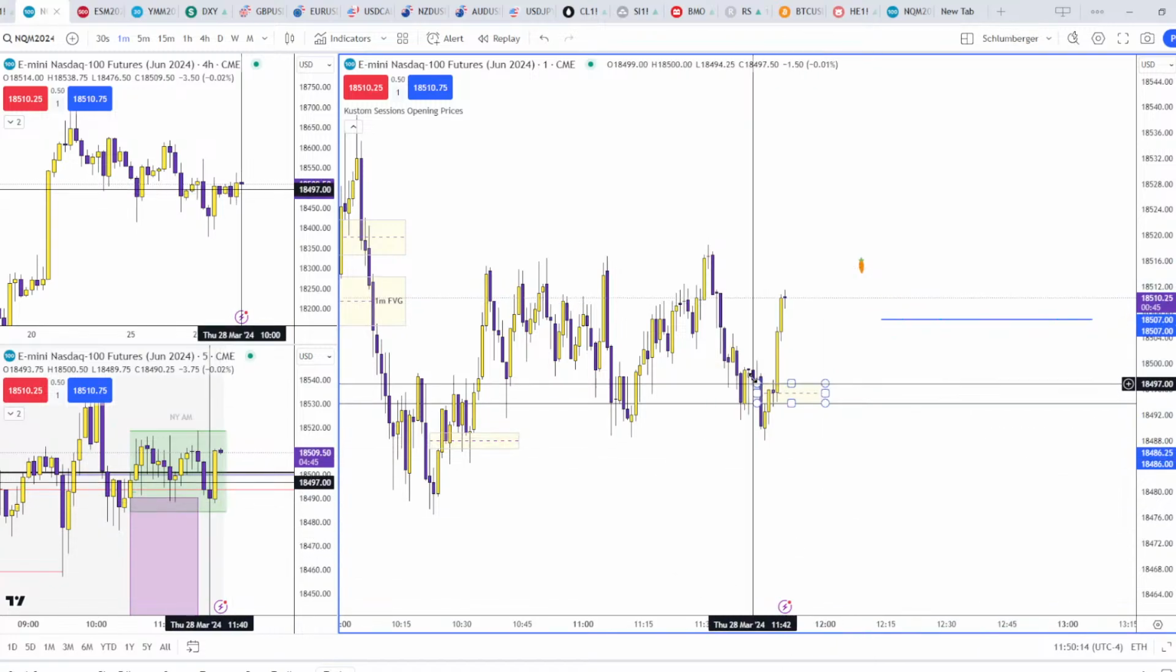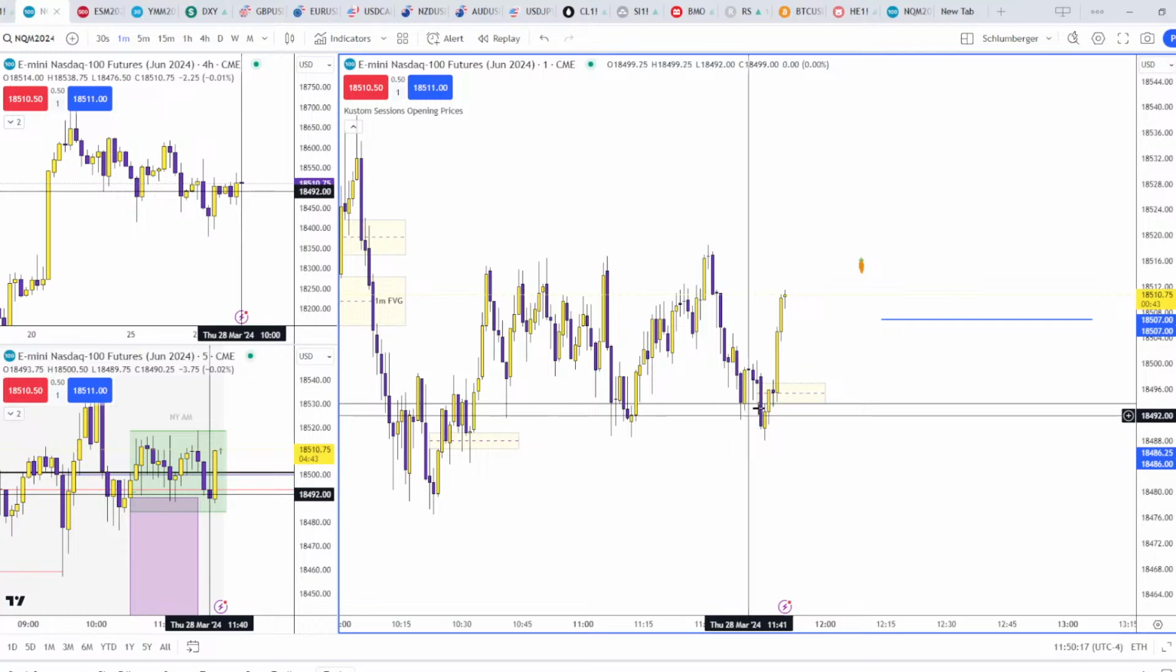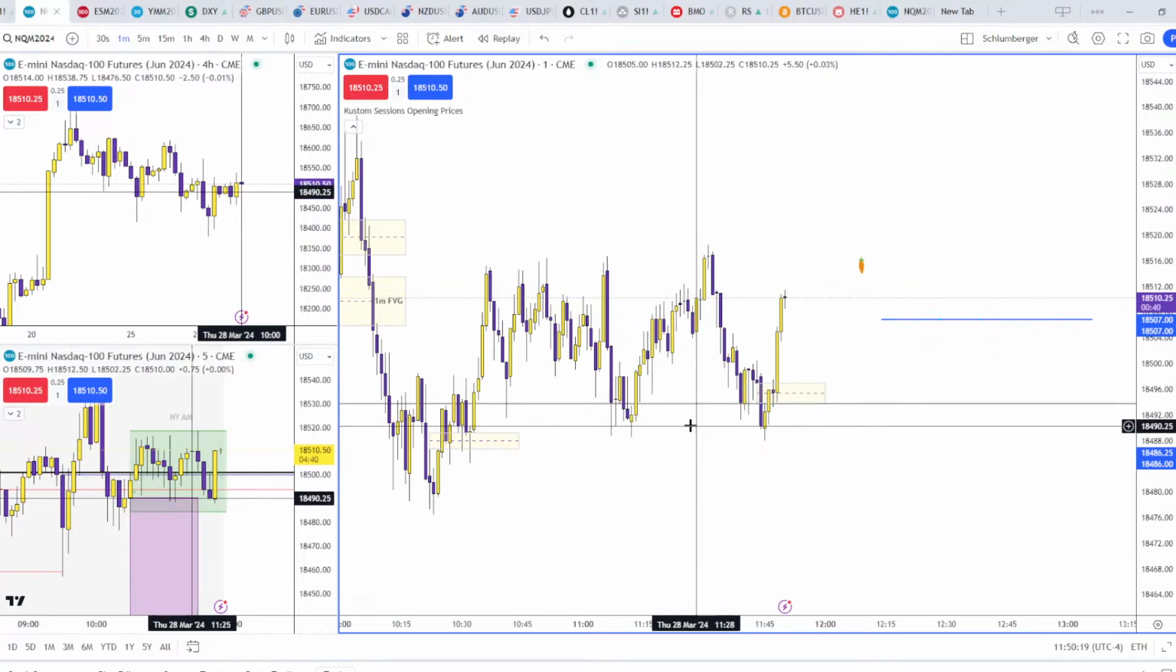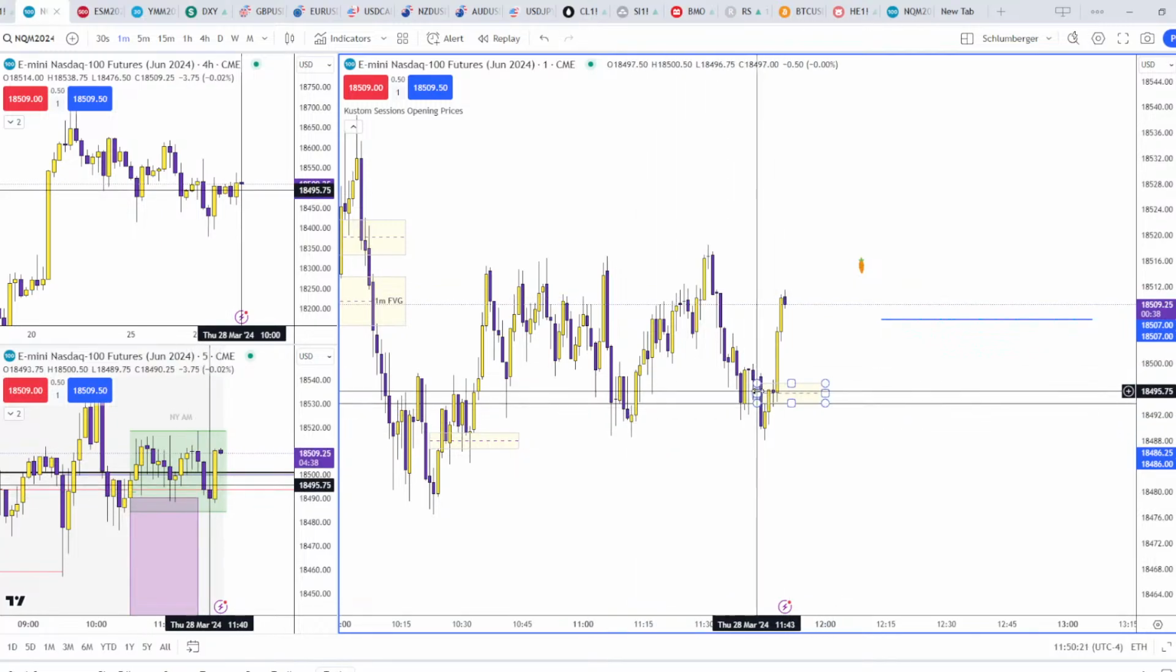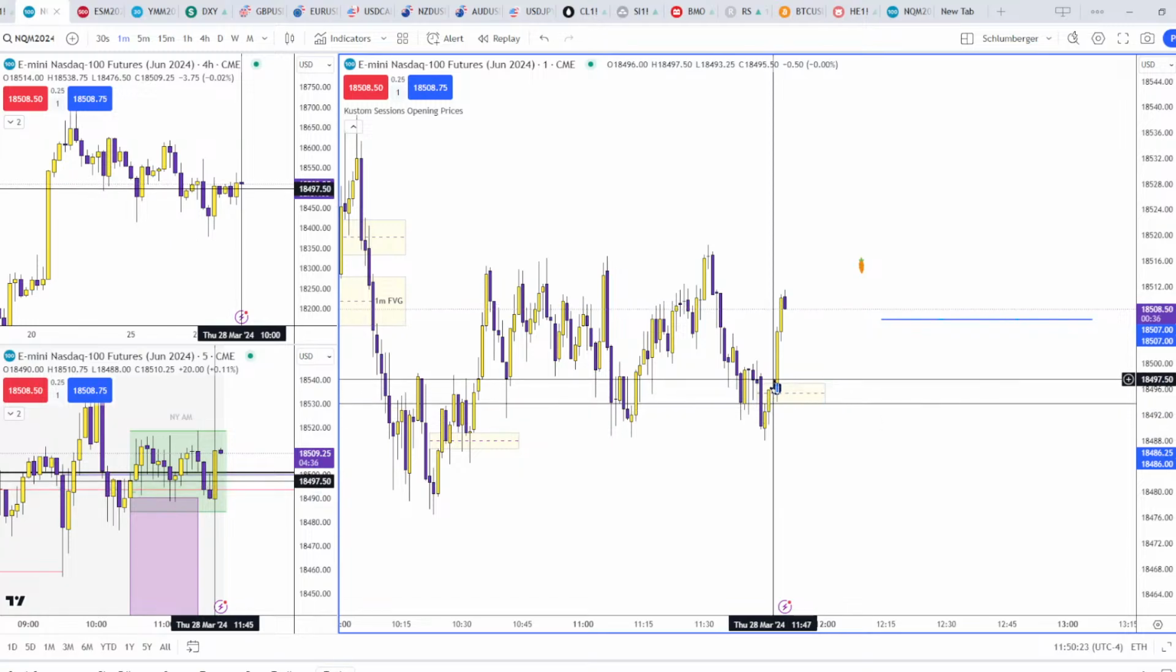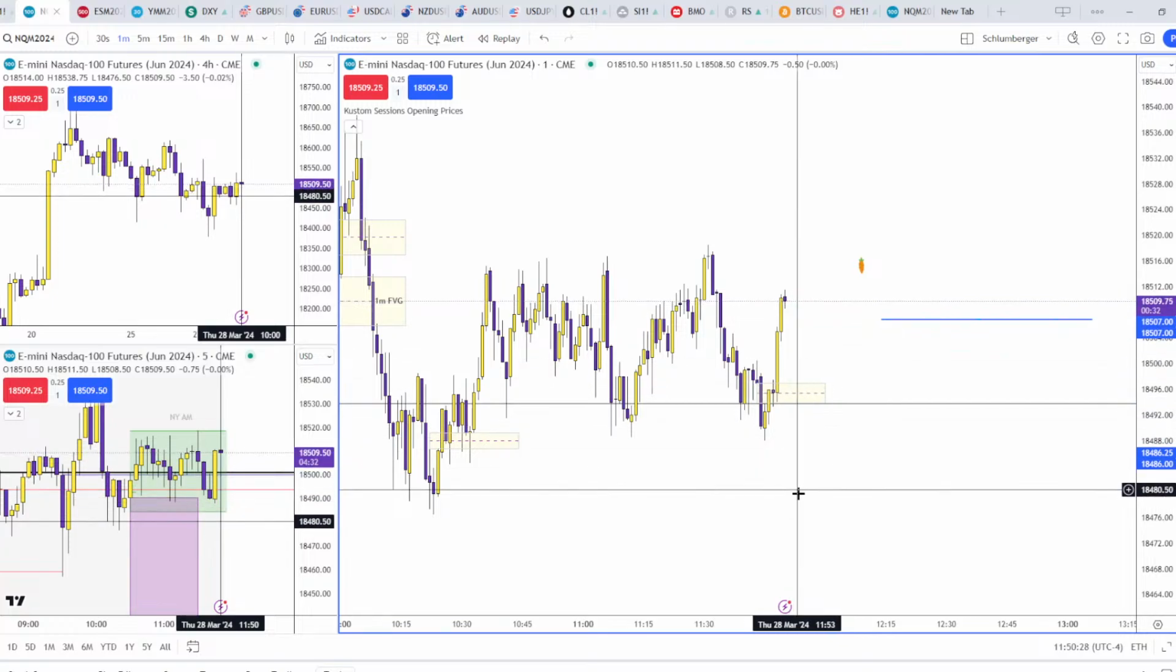So we saw the reversal coming. I was trying to get you to look at this area right here. As it was forming, you go, ooh, that's taking out those lows. There's a little inversion happening here. If I can get in on that, I'm going to take a run on that.